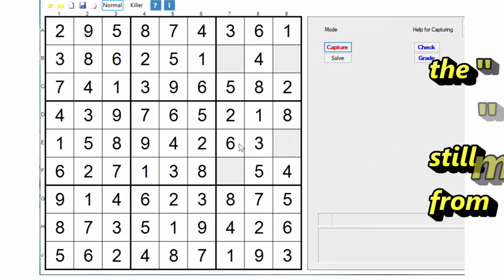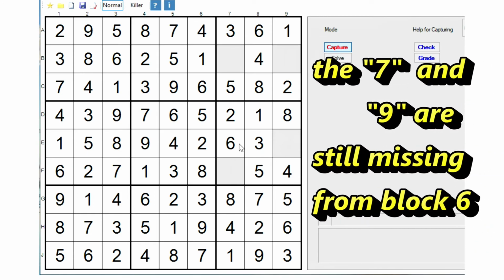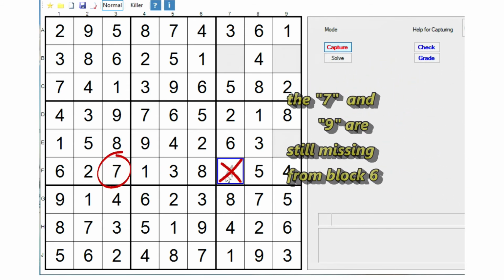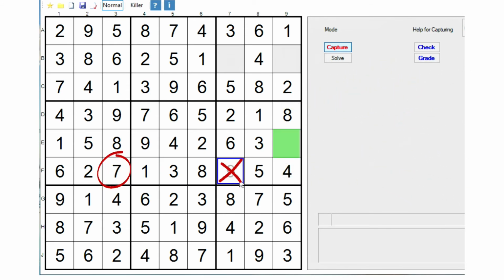We still need a 7 and a 9 to complete this block. The 7 can't go here because of this 7, so it has to go here. And therefore the 9 goes here, and the 7 here, and now block 6 is done.